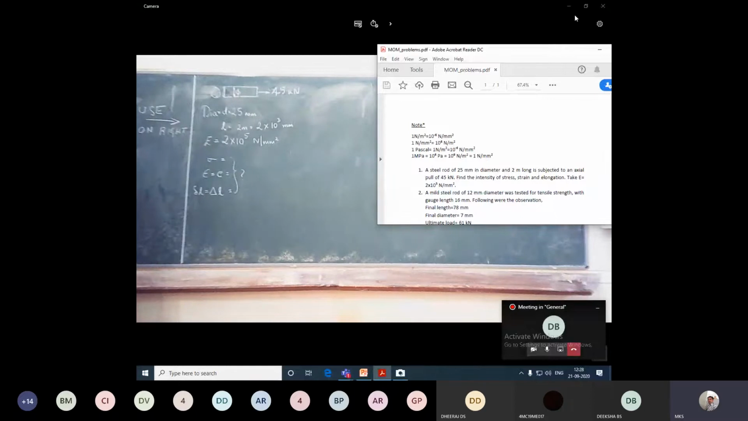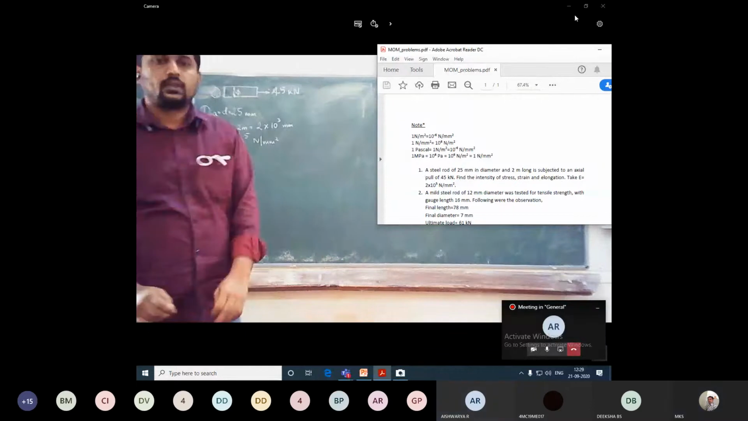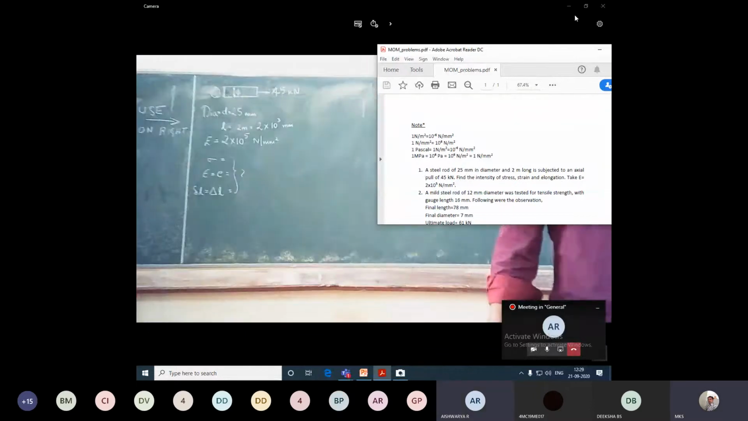Yeah, please answer me. How would you calculate? You have taken the question, the first problem. It is a basic problem you might have solved in mechanics in the first year civil. So how to calculate these unknowns? How to calculate the stress, strain, and change in length? What equations to use? Please tell me.